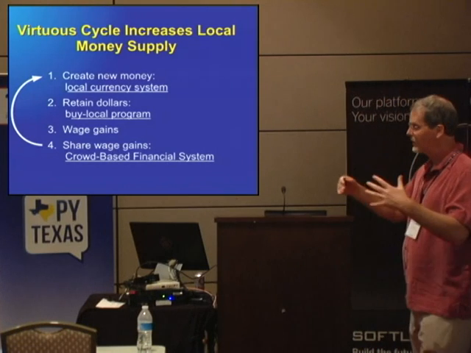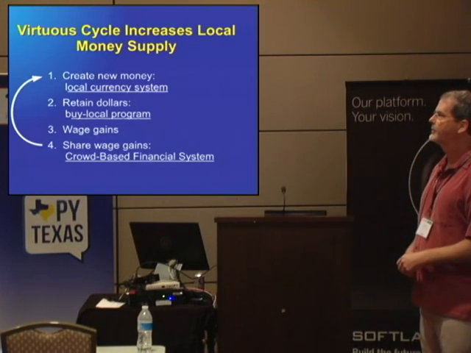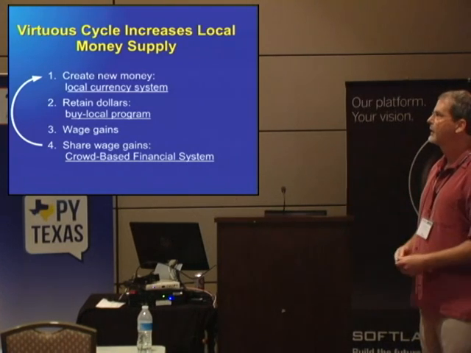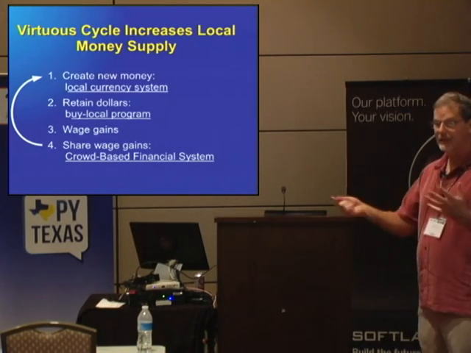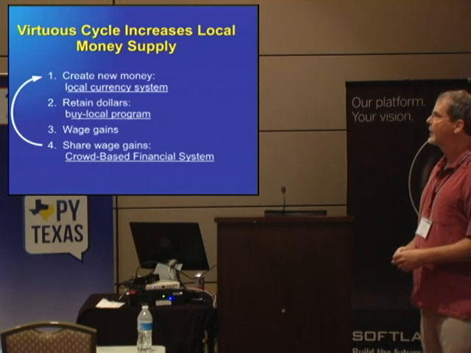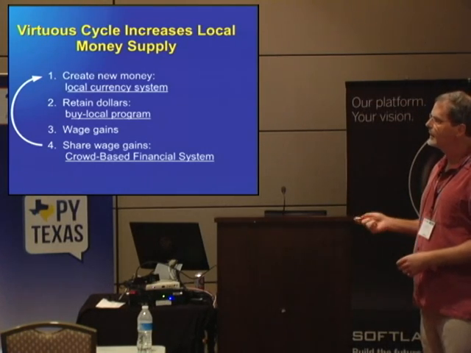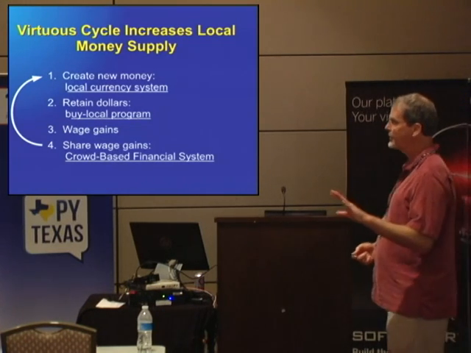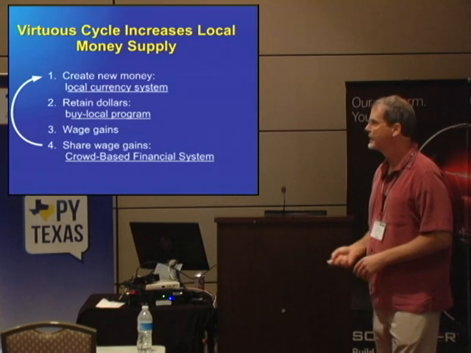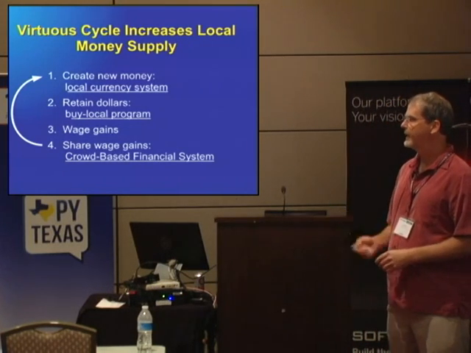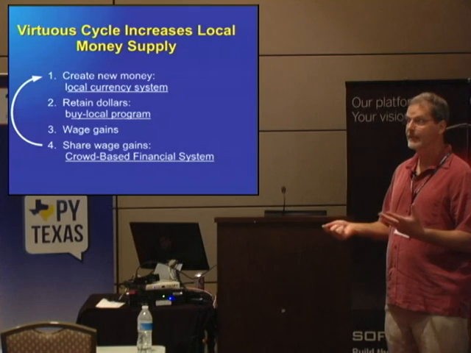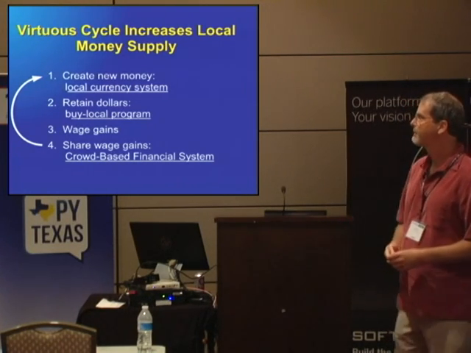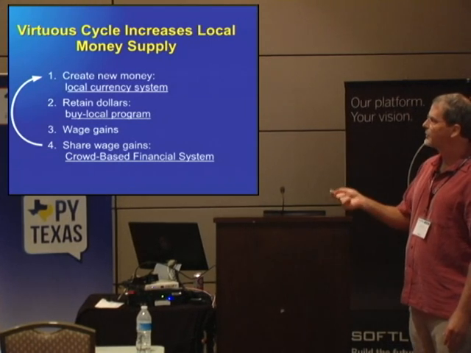So the volume of the local money supply is growing. This translates into wage gains for employees. The money is shared by a set of rules. Wages go up, and then employees share some of their wage gains with the LIDA financial system called the crowd-based financial system. This financial system, the CBFS, has some similarity to a crowdfunding type system, also to a participatory budgeting type system. And every year this cycle goes round and round and round.